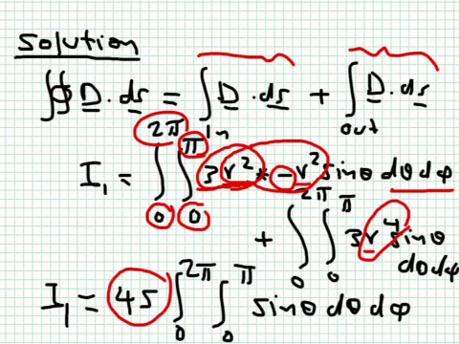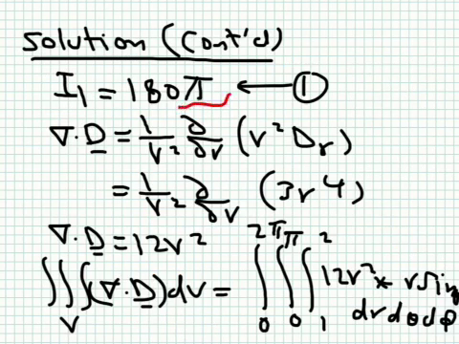The integral of sine theta will give you minus cosine theta from 0 up to pi, which will give us 2, because it's upper limit minus lower limit. And then the integral of d phi will give you phi, upper limit minus lower limit, which will give you 2 pi. So the whole result of this one will give you 4 pi. 4 pi multiplied by 45, you end up getting 180 pi as a final answer. The answer, as I explained earlier, is 180 pi.